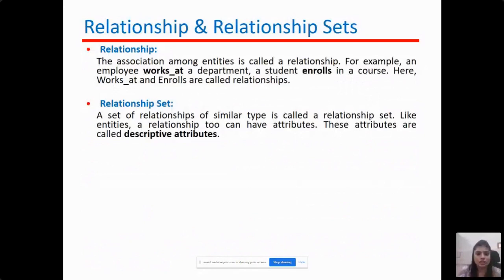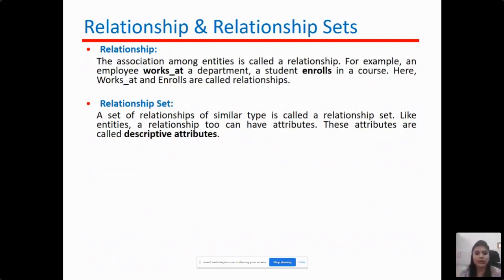Then comes the relationship. Suppose we have two entities. One is the student and the other is the faculty. So there should be a relationship between those two entities if they are existing in the database. It cannot happen that there is no relationship between entities. So there must exist some relationship between the two. For example, teacher teaches student. So this becomes the relationship between the faculty and the student.